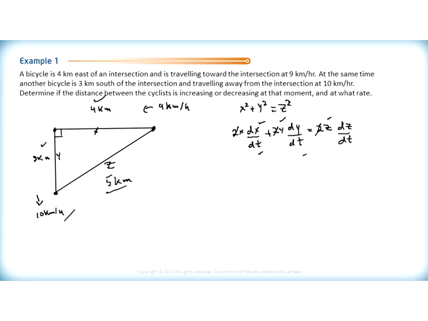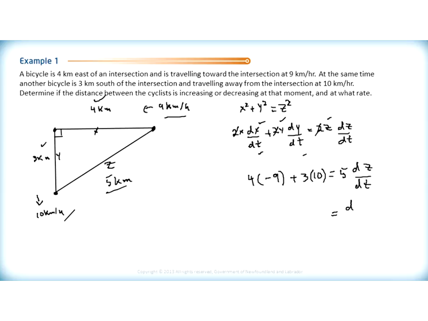So we've got x is going to be 4 times dx over dt. Now, we said that bicycle x, I guess we'll call it, is moving at 9 kilometers an hour. But if it's getting closer to the intersection, its distance is actually decreasing. So we're going to say that this is negative 9, plus y's distance is 3, and it's moving at a rate of 10, and its side is getting longer as it moves away, so we'll leave that as positive 10. And that will be equal to z, and we don't know what's happening with z at this time, but we do know that its length is 5, and we're trying to figure out its rate of change, dz by dt.